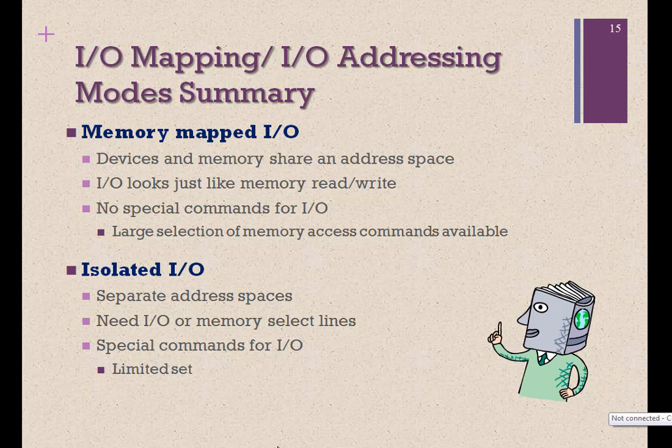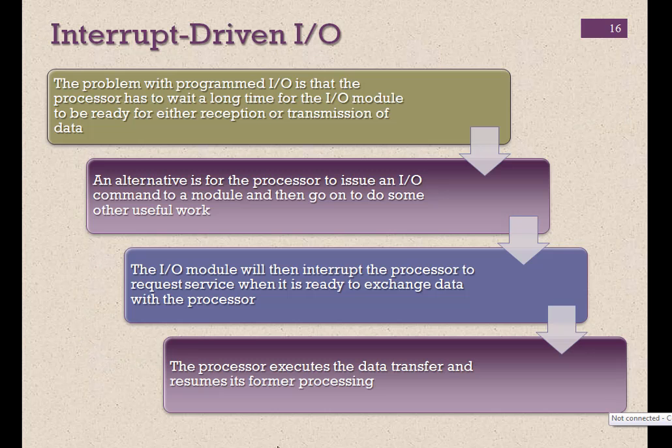IO mapping, IO addressing and their memories. Memory-mapped IO: devices and memory share an address space, so IO looks just like a memory read, right? Isolated IO has separate address spaces and needs IO or memory select lines.